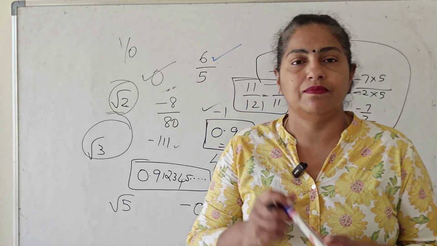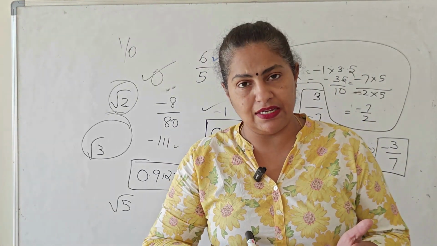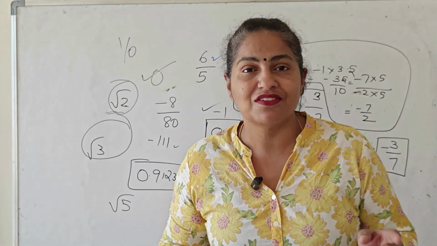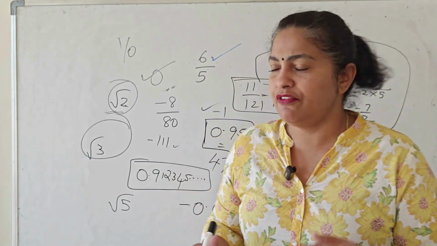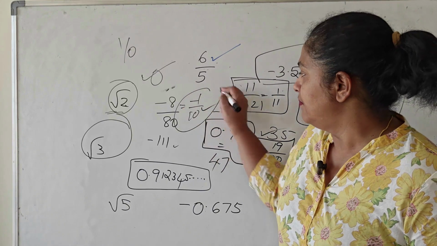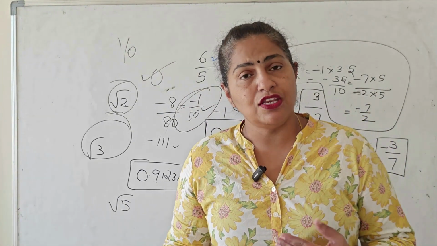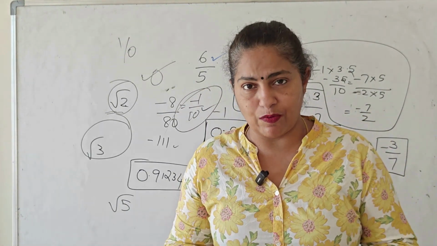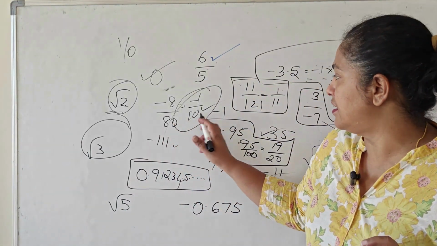Minus 8 by 80. Numerator and denominator are integers. Hence, it is a rational number. Sorry. Is it in the lowest form? Definitely not. 8 is a common factor. So, this becomes minus 1 by 10. And the negative sign is in the numerator. Denominator is left as positive. Now, it is in the standard form.